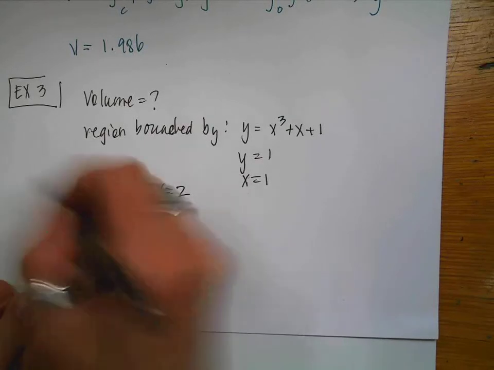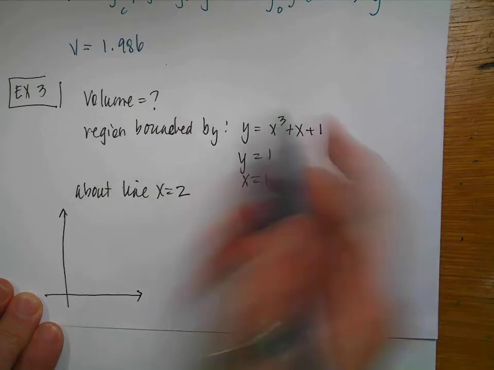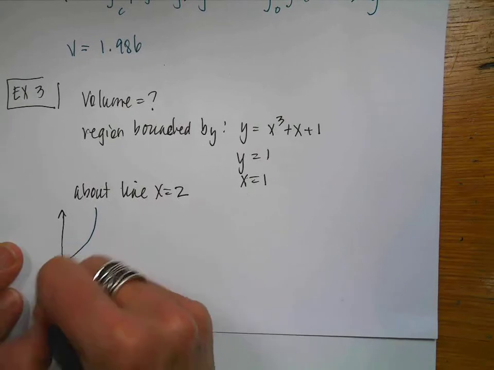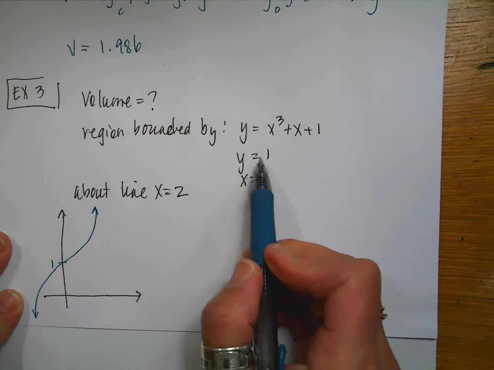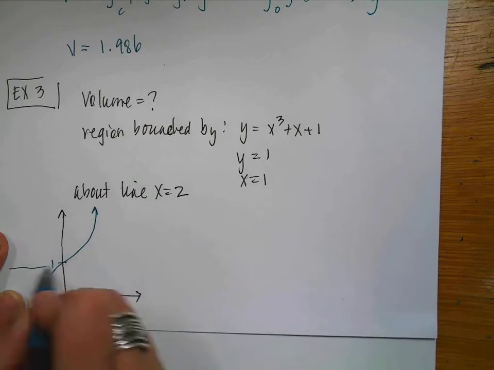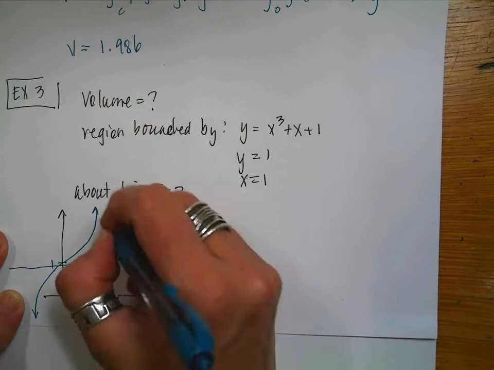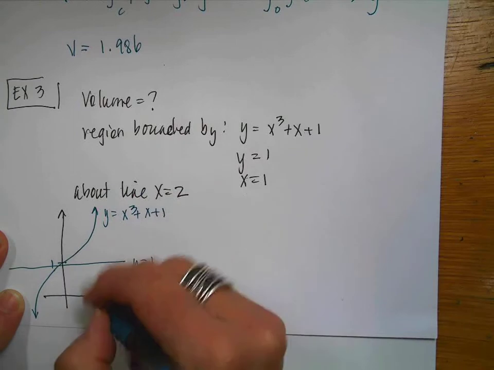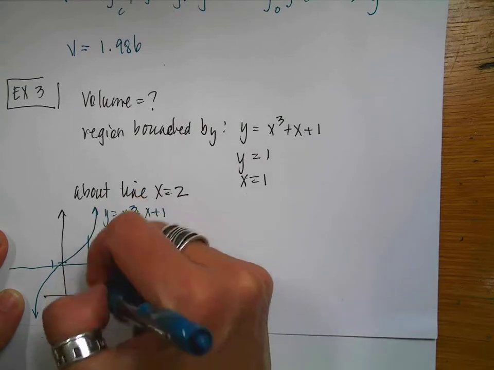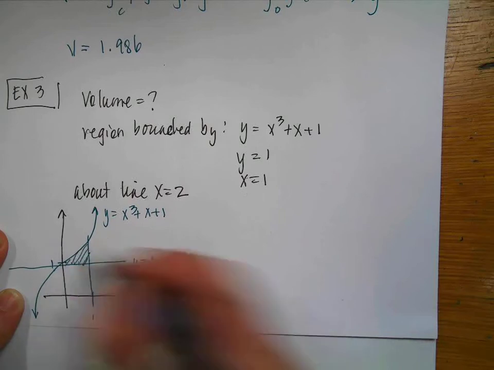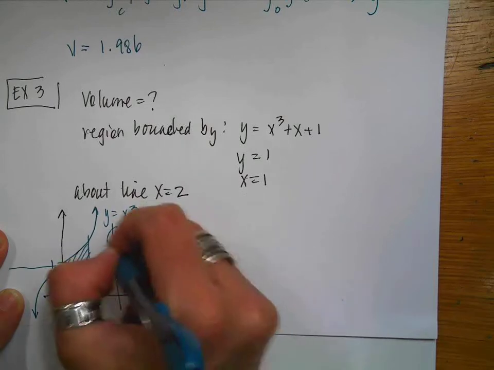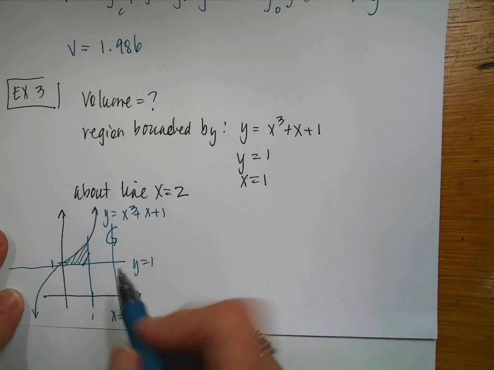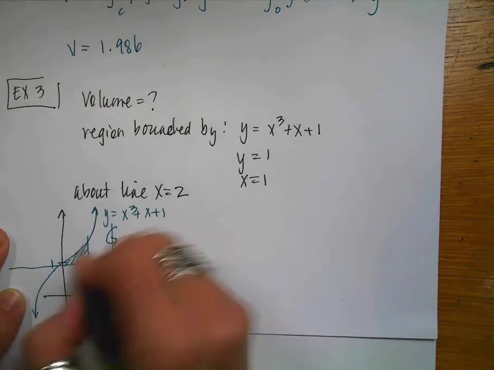So here's my axes. I'm going to do it in a different color. This cubic function that's been translated up looks kind of like that. I have y equals 1 here. This is y equals x cubed plus x plus 1. And then I have x equals 1. So here's my image, and I'm going to revolve it about x equals 2. Alrighty, so here's my axis of revolution.